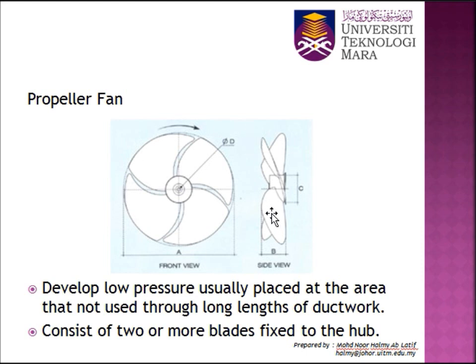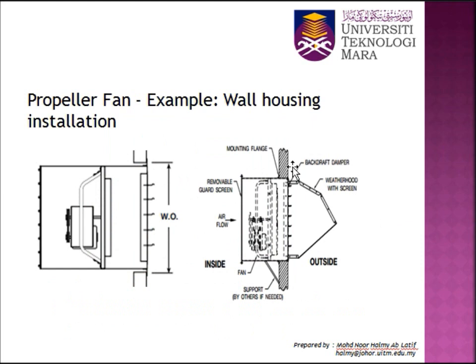Okay, contoh yang you boleh tengok dekat mana propeller fan ni. Okay, kalau your house ada exhaust fan, you boleh perhatikan. Betul tak dia menggunakan propeller fan? Sebab apa? Sebab usually use that area that not have long length of duct work. So for the example is wall housing installation.